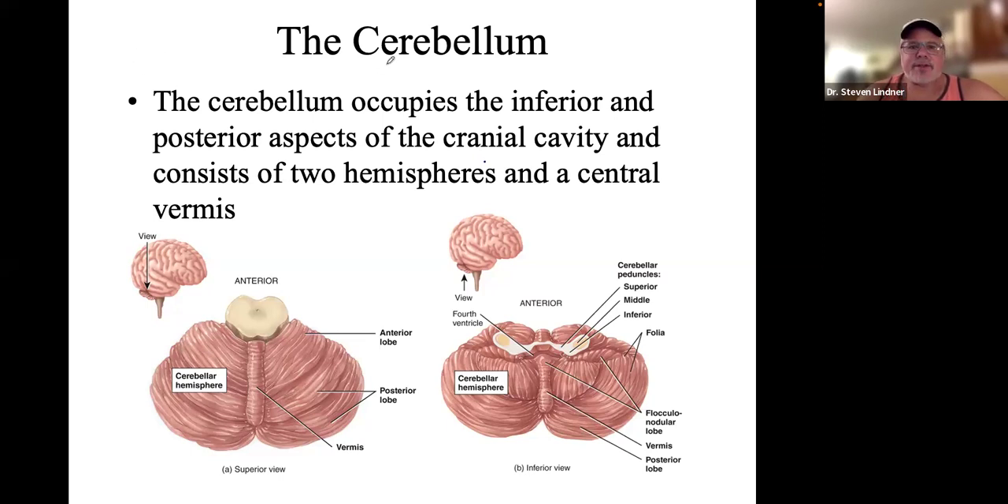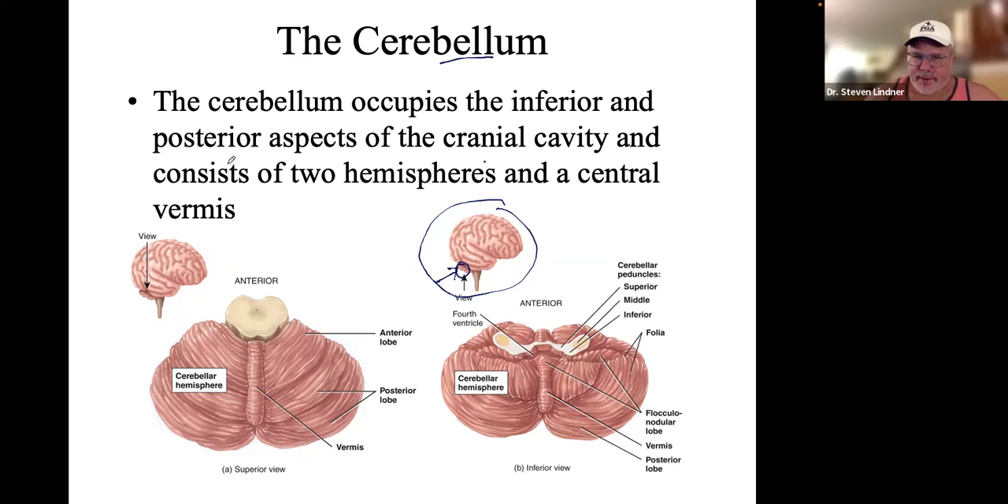This next section, we're going to talk about the cerebellum. Now, I don't want you to confuse the cerebellum with the cerebrum. They're not the same. So, cerebellum, remember that's on the posterior part of the brain, just inferior to the occipital lobe. So, when we're looking at the brain here, the cerebellum is what we see right there, that small little section.